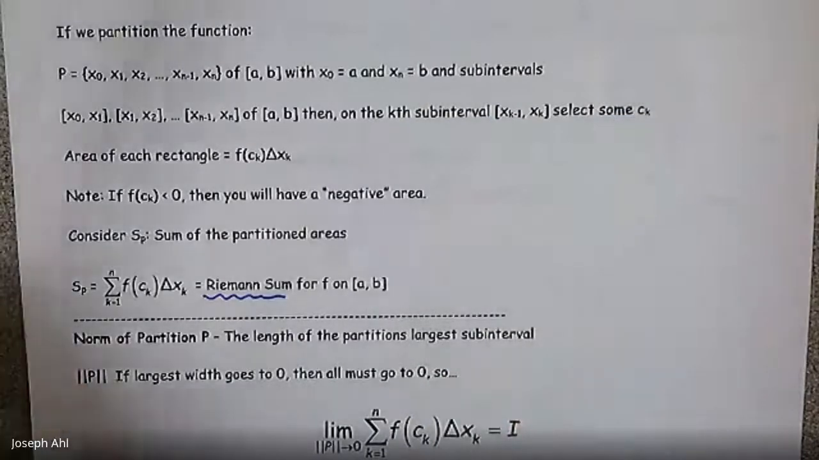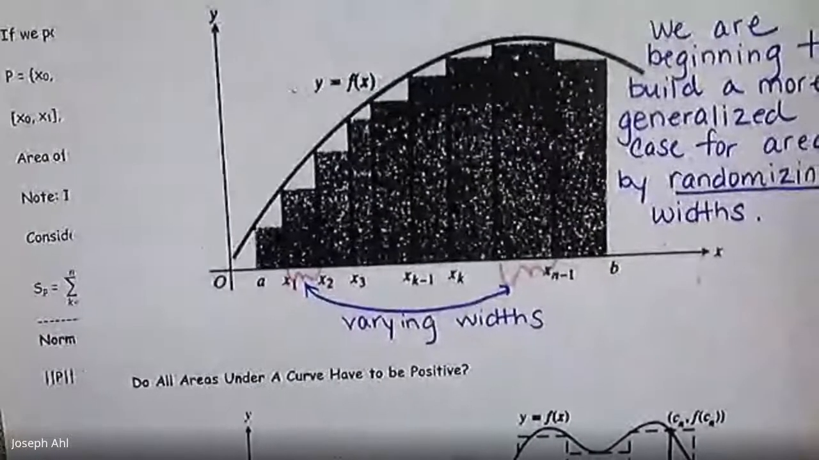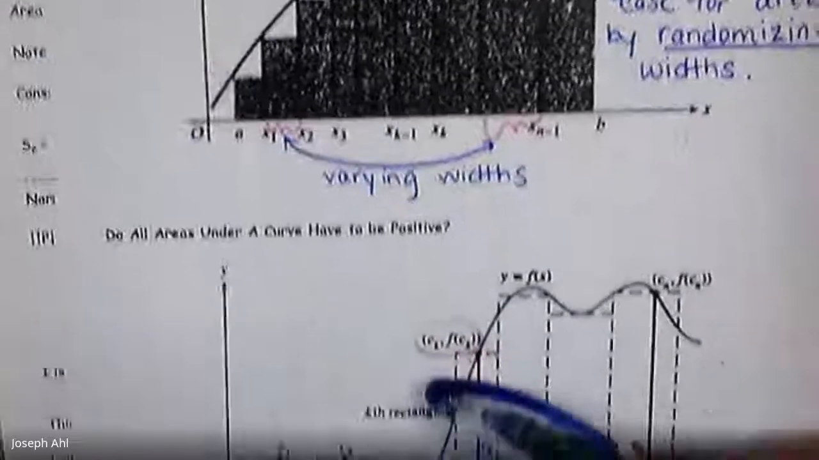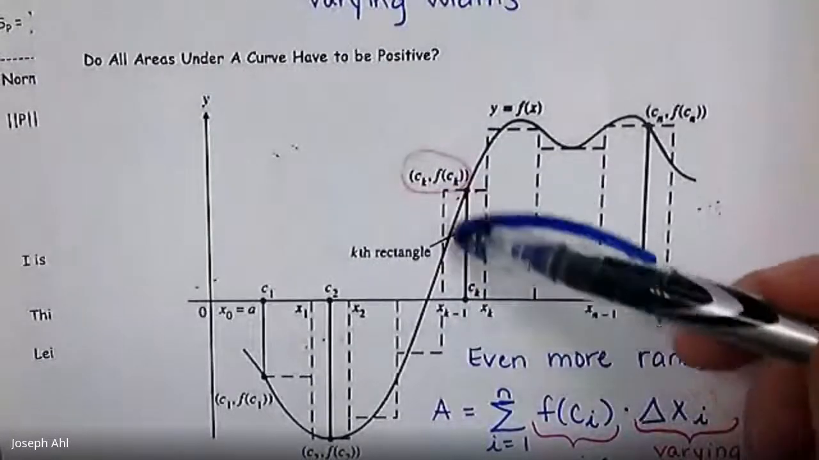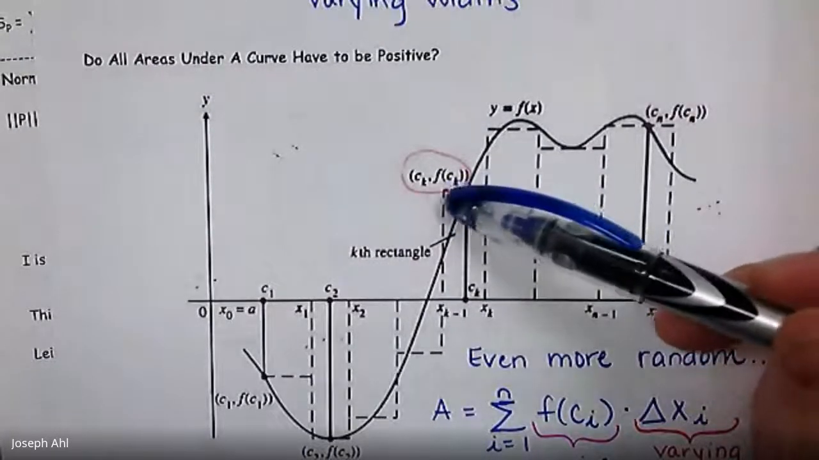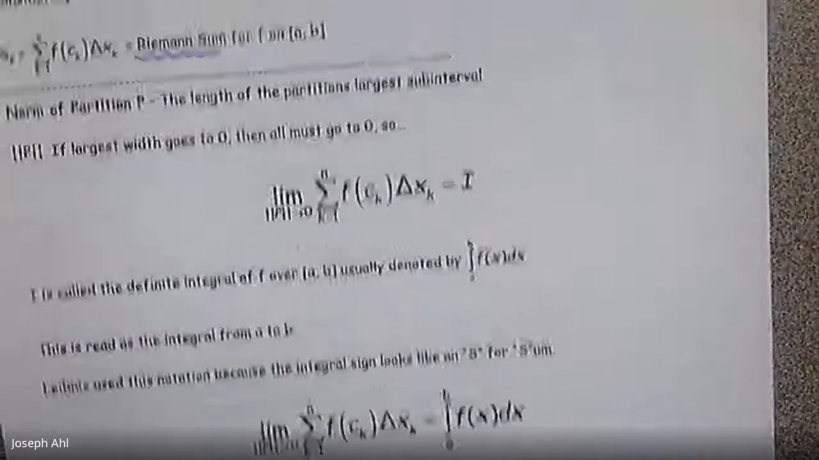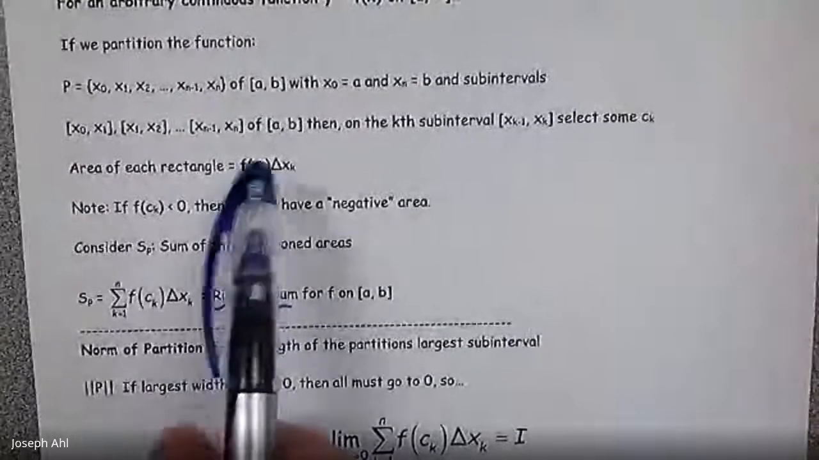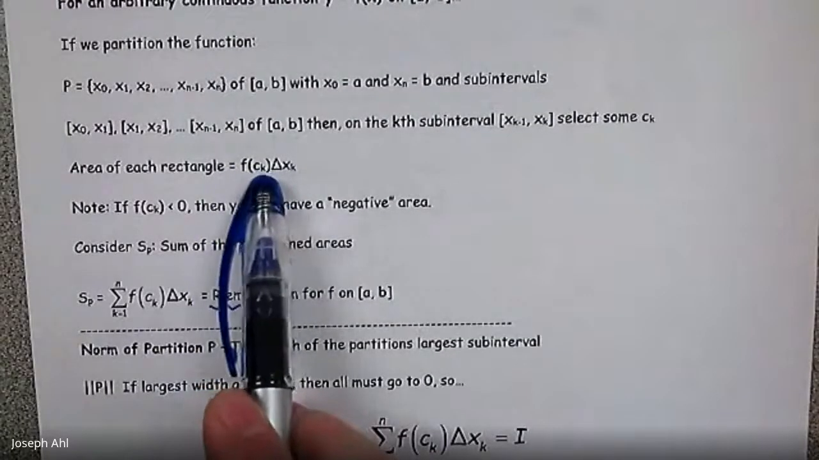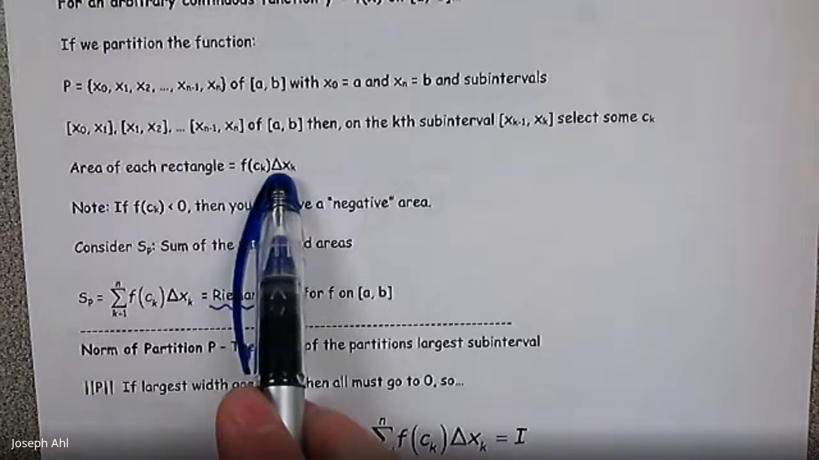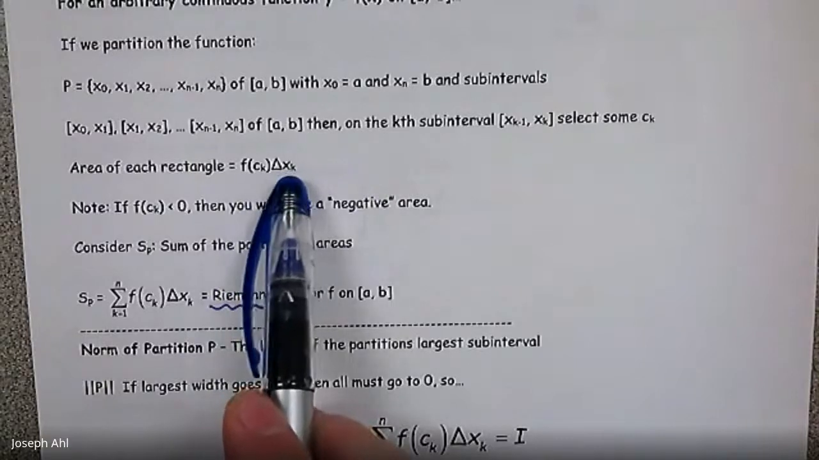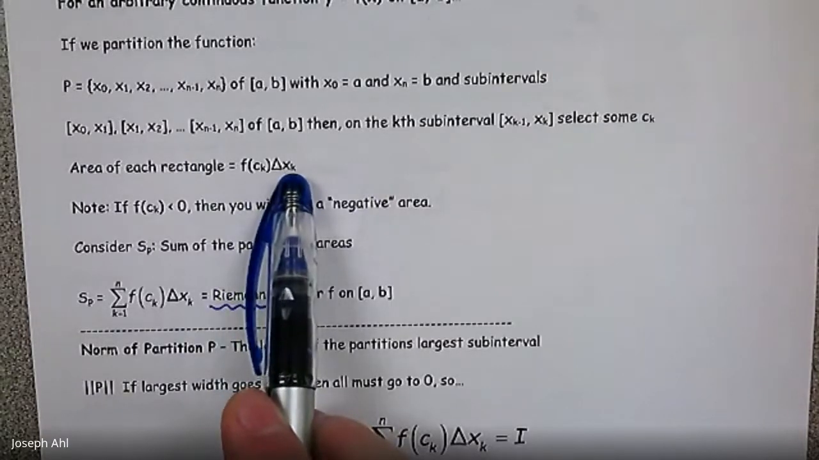So what is c sub k? C sub k represents the x value where we're going to draw the height. So f of c sub k is going to be the height there, but you're going to select some value c sub k such that the area of each rectangle is now f of c sub k times delta x sub k, the width of the interval at that value of k.